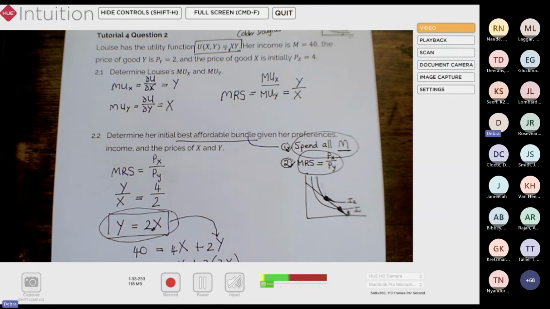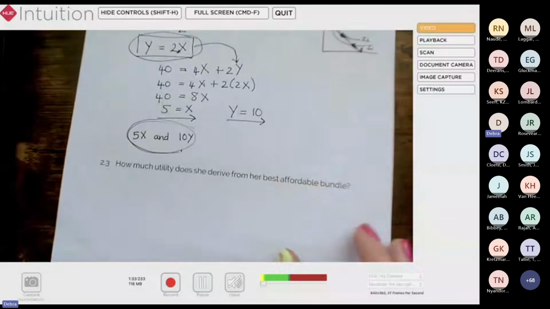Okay, everyone happy with that? Can I now move on to question 2.3 of this question? Okay, so I see some thumbs up, so I'm going to do that.